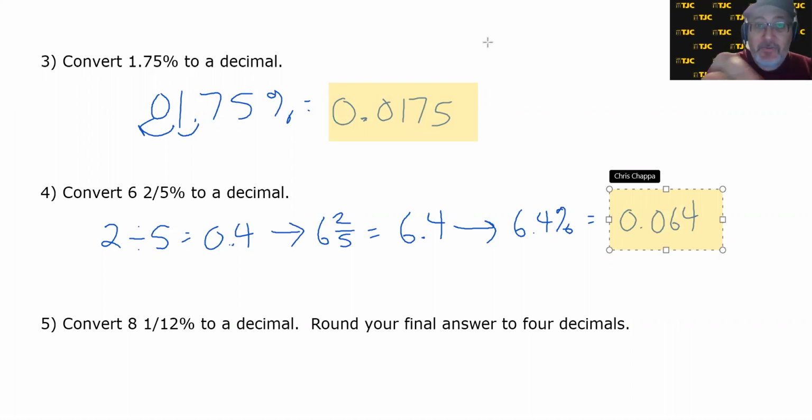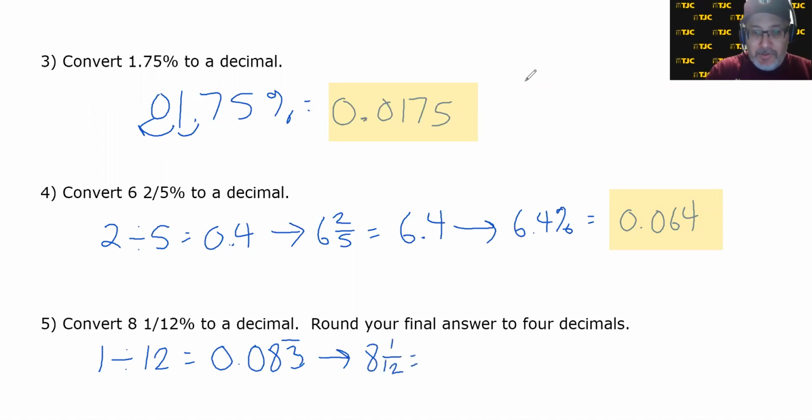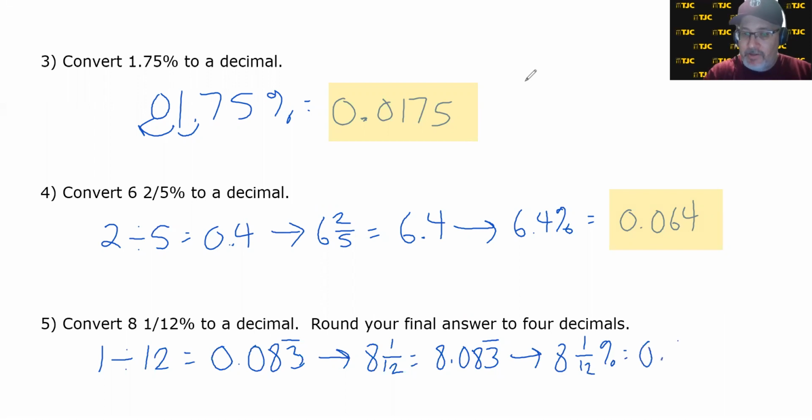Well, this is just like the previous problem, except it's not. Because if you divide 1 by 12, you get 0.083 repeating. It's a non-terminating decimal, it repeats. Well, 1 divided by 12 equals that decimal implies that 8 1/12 is equal to 8.083 repeating. And this implies that 8 1/12% is equal to, if we move the decimal 2 places to the left, 0.08083 repeating. And we're asked to round it to 4 decimal places.